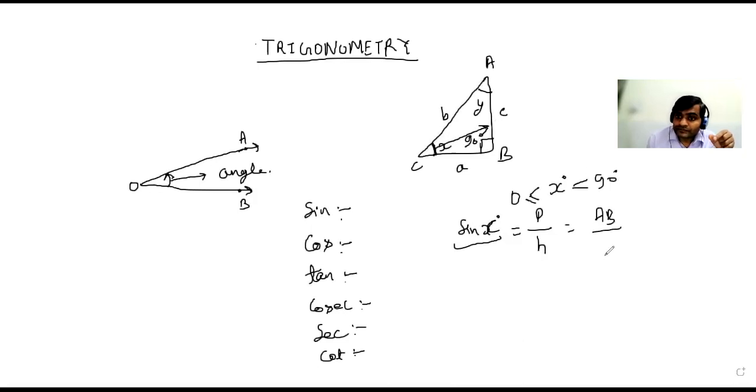The hypotenuse is the same for both angles. For sine y, the perpendicular changes, because in front of y the perpendicular is CB, and the hypotenuse will be AC. So this is the basic of trigonometry, and we will do more in the next class.